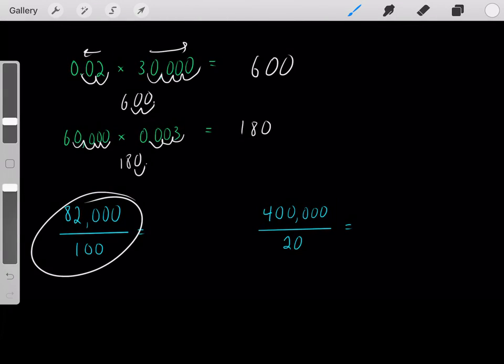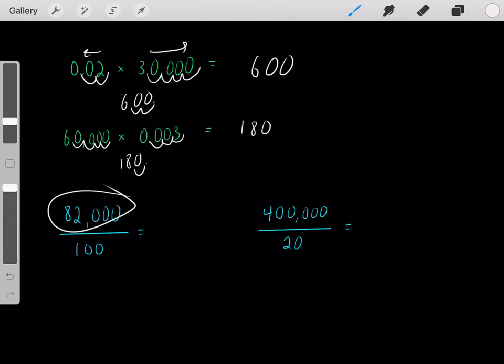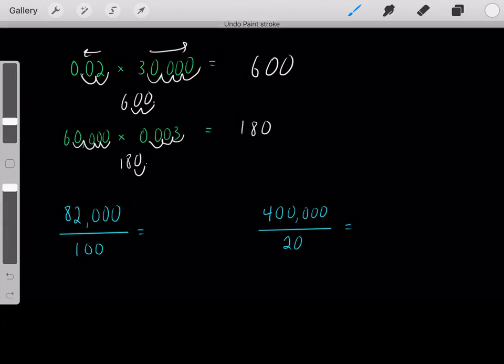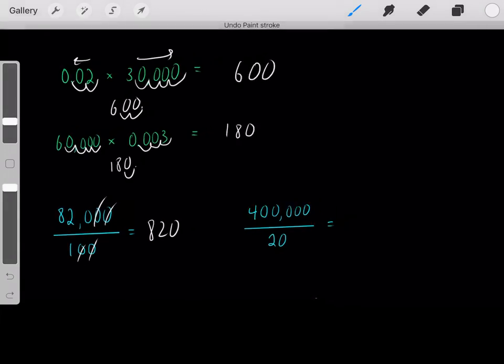So what about this example? Well, this you should know. Essentially, if you have 82,000 divided by 100, you can simply cancel out the magnitude. So get rid of this magnitude and then get rid of this magnitude. So we know this is equal to 820. Again, that should be straightforward.